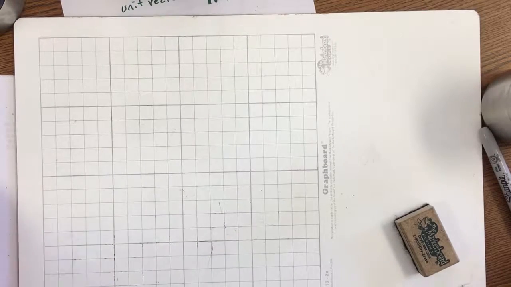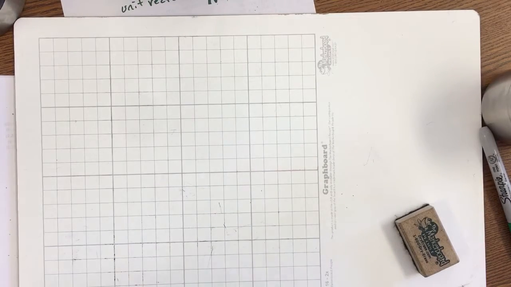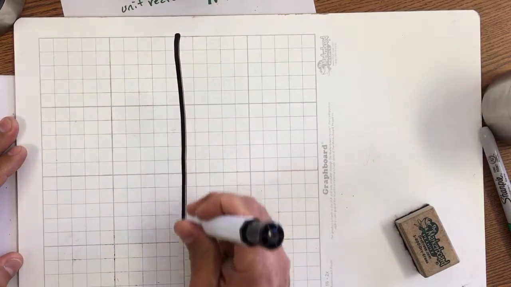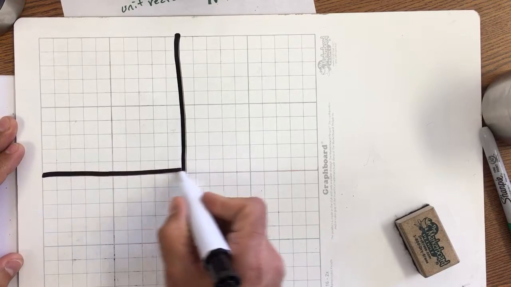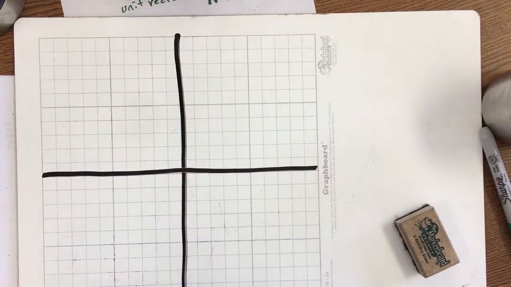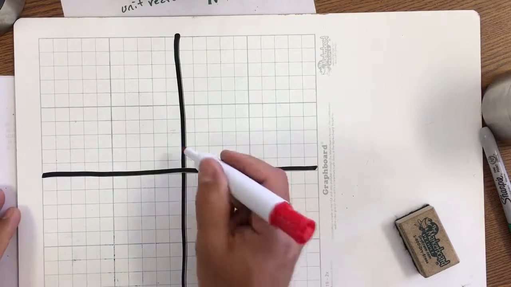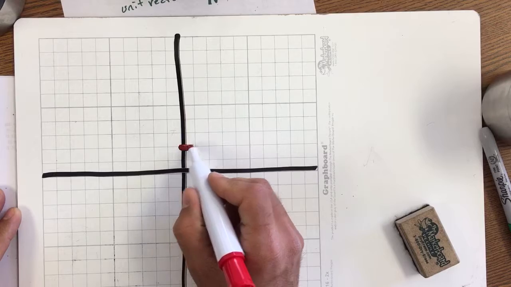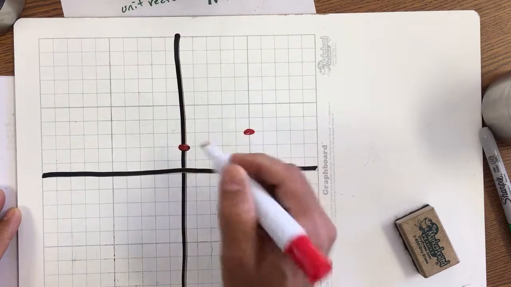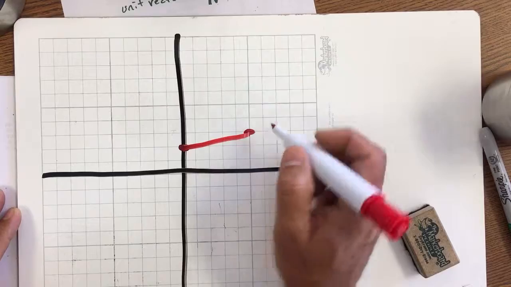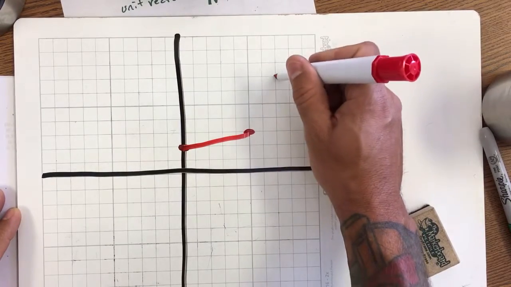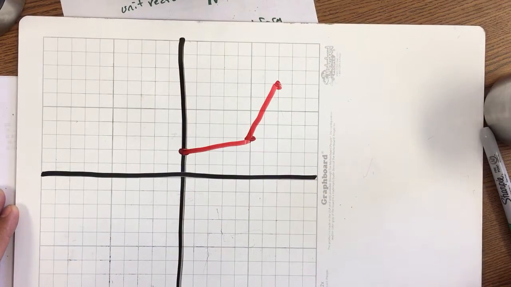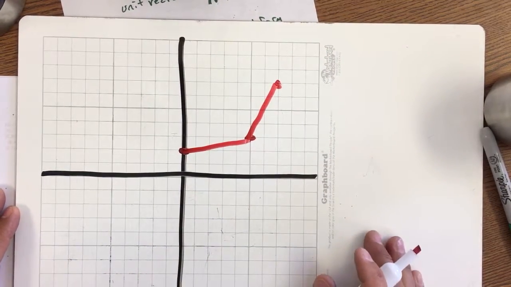All right, guys, today we're going to do some writing piecewise functions. So for writing piecewise functions, I'm going to start with the rules, and then I'm going to do the wins. Okay, so if I start with something like this, a couple of things are going to happen here.